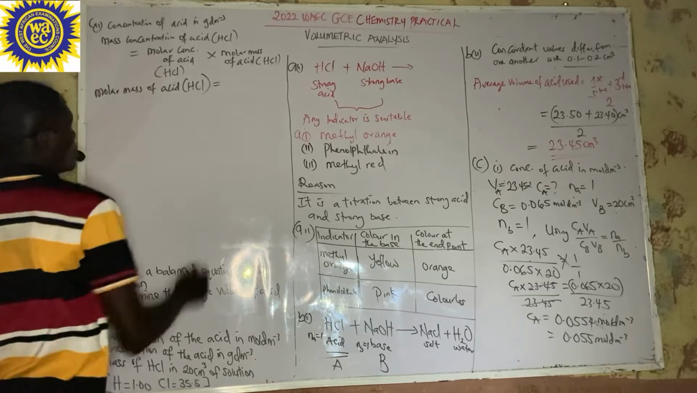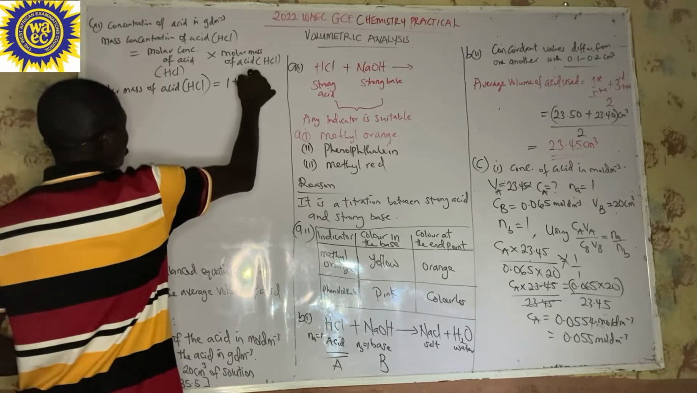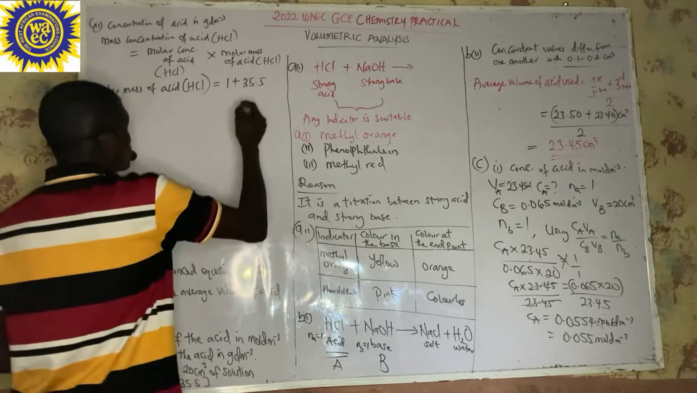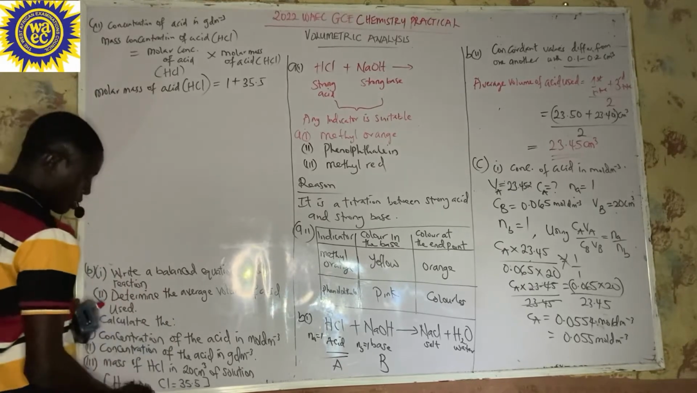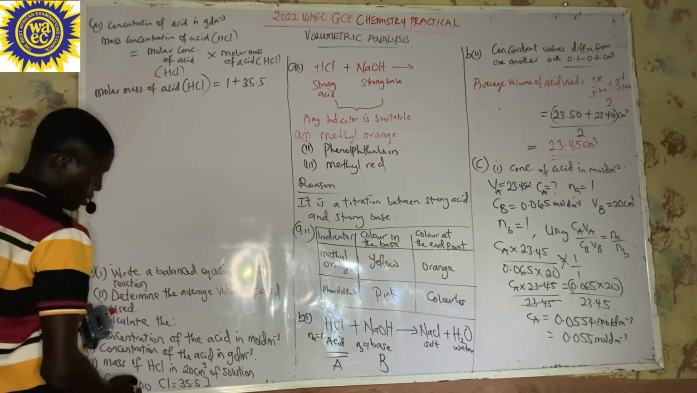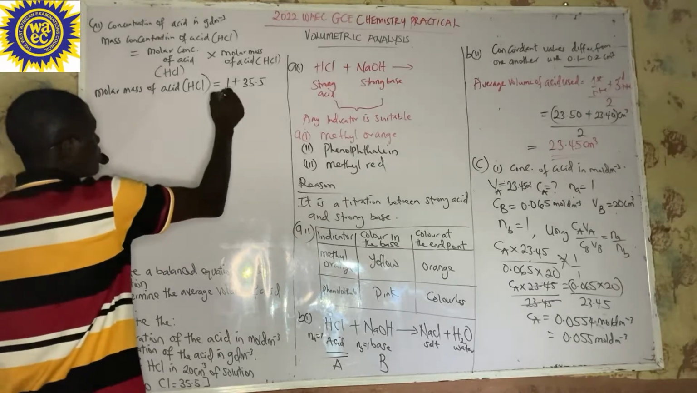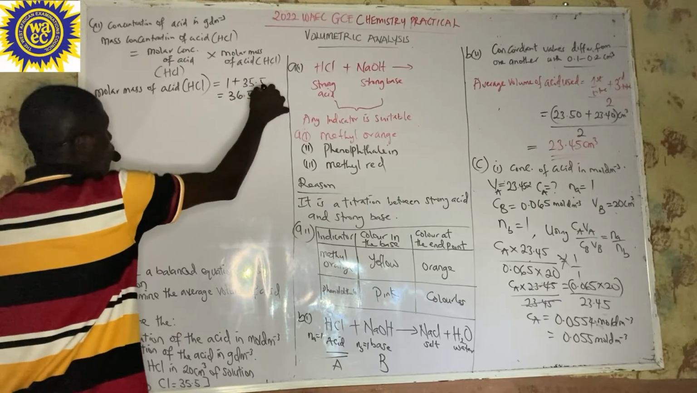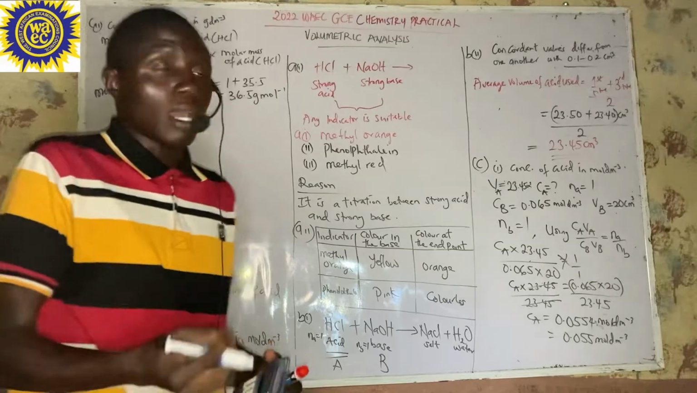Molar mass of acid, HCl. So this one is now going to be 1 plus 35.5. So how do I get that? H is 1. Chlorine is 35.5. So 1 plus 35.5 will give 36.5 gram per mole. Please know that molar mass is in gram per mole.